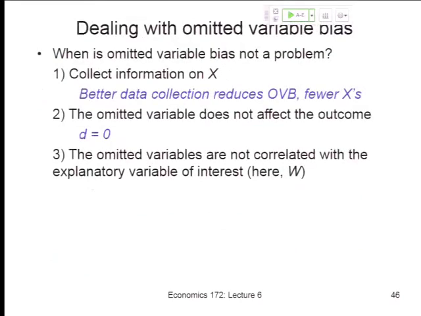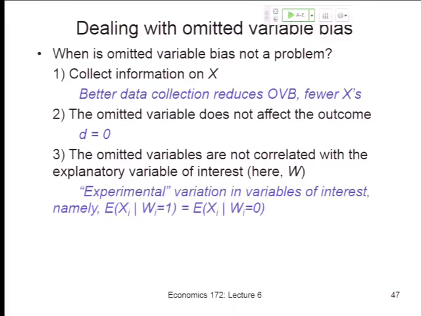Okay. Number 3 is what really counts, though, and that's what we're going to spend a lot of time on this term. The best way to deal with this problem is to find situations or design situations where the omitted variables are not correlated with W. How can we do that? The simplest way to do that is through some sort of experimental design.